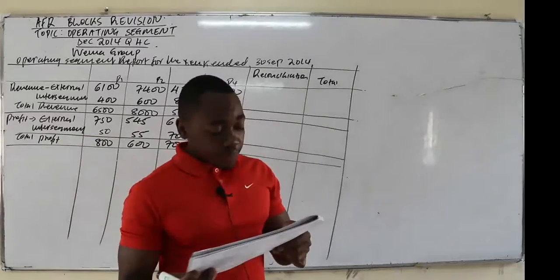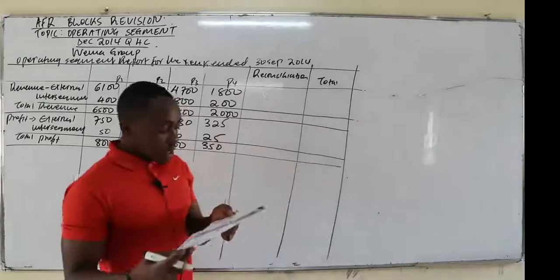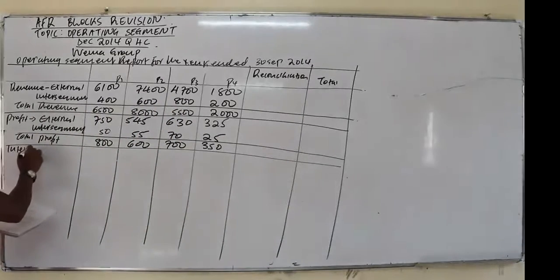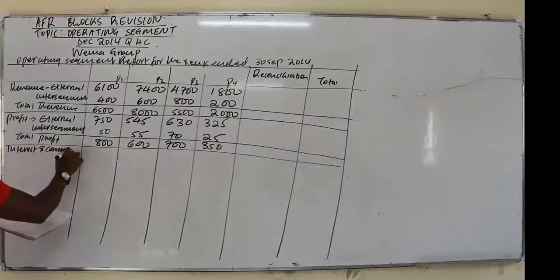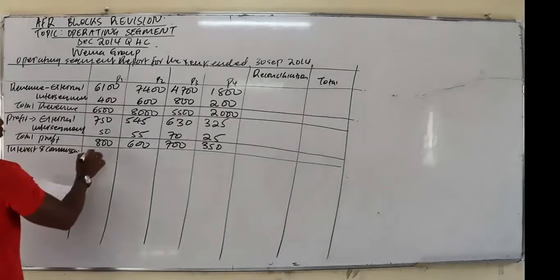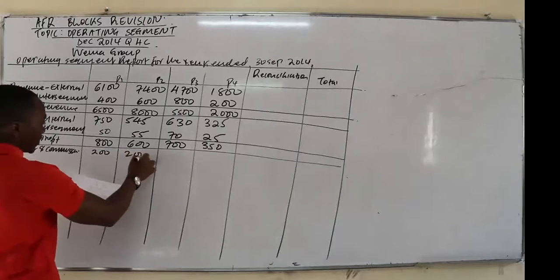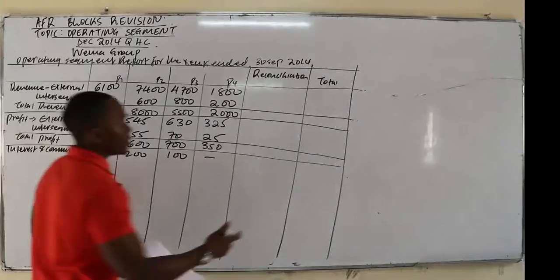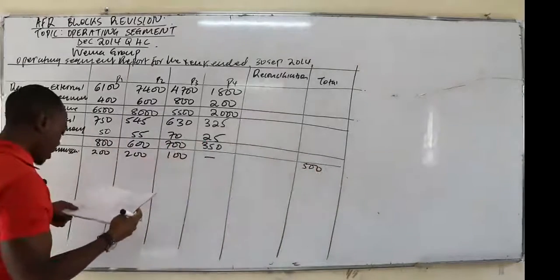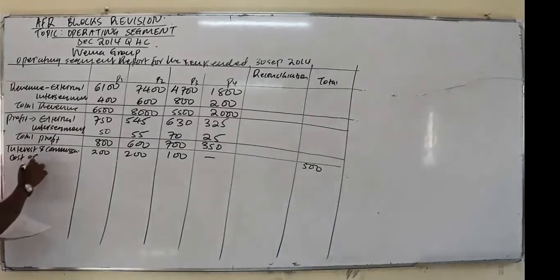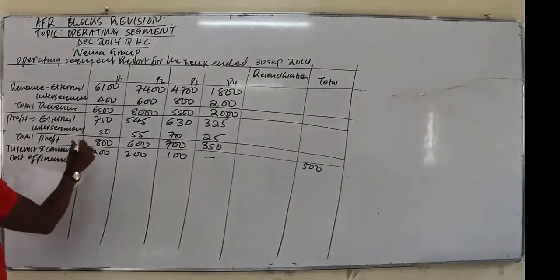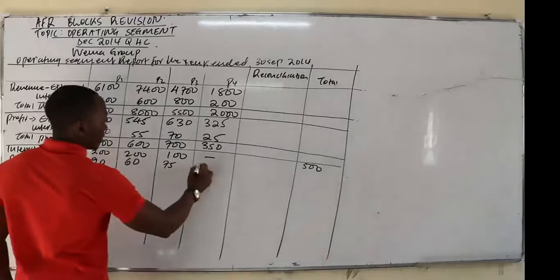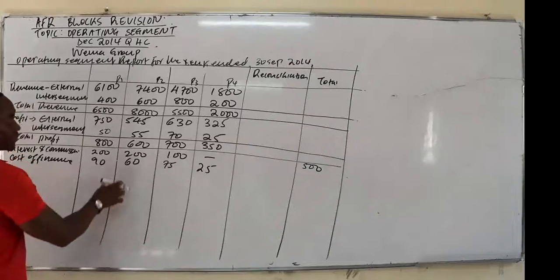Number 3, we are told that other income and expenses were as follows. So we have segment, we have other income, interest and commission. For the interest and commission for P1 is 200, 200, 100, dash. So give me the total. That's 500. You take it to the total. Then we have cost of finance, that's the interest. The cost of finance, we have 90, we have 60, 75, 25. That's 100, that's 150. So the total is 250.